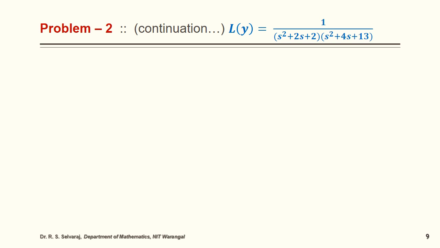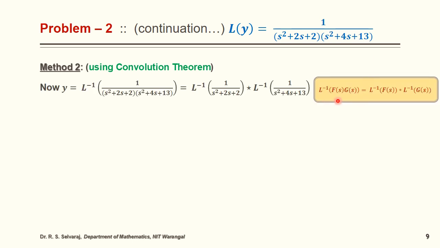Recall what we have found earlier: L of y is 1 divided by (s² + 2s + 2)(s² + 4s + 13). Now how to use the convolution theorem? Recall L inverse of f(s) g(s) is L inverse of f(s) star L inverse of g(s). Here star stands for the convolution product.